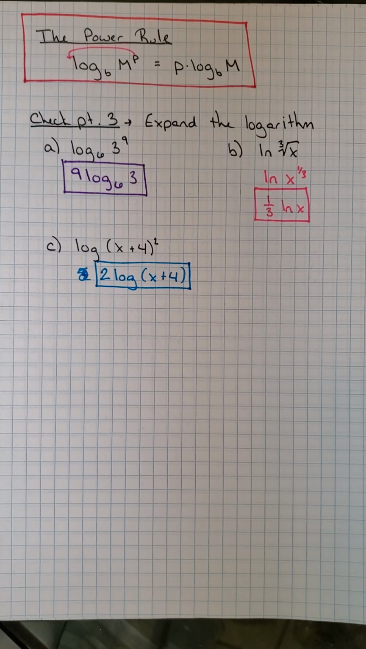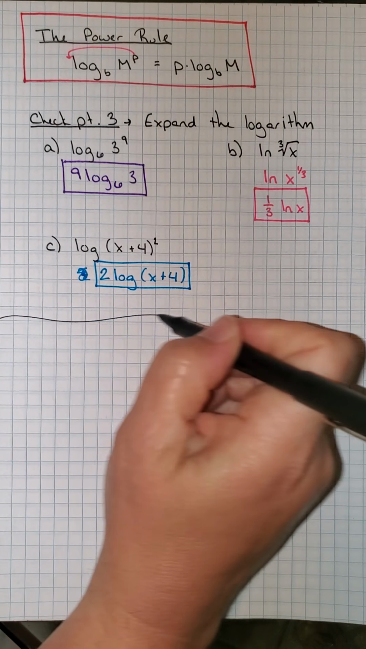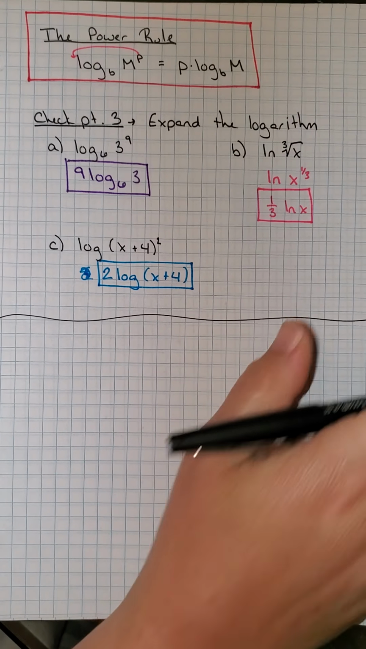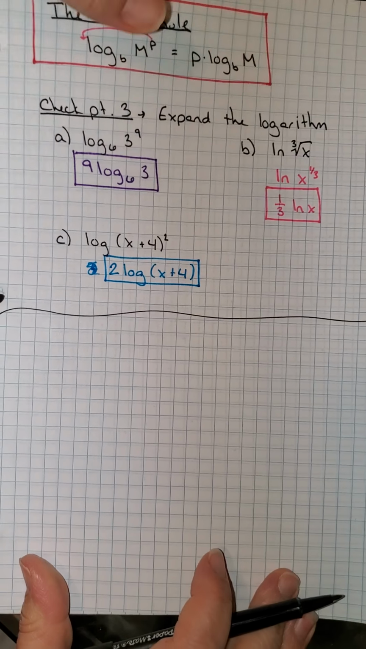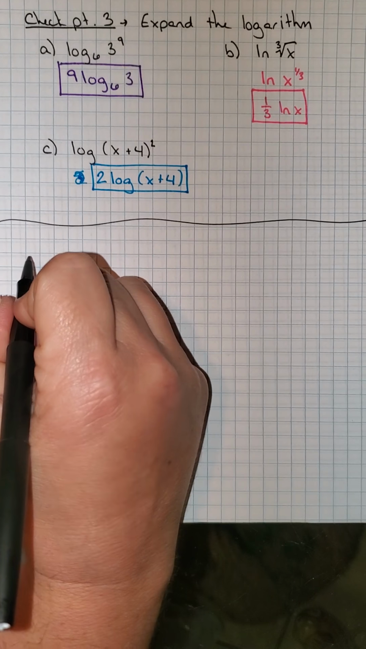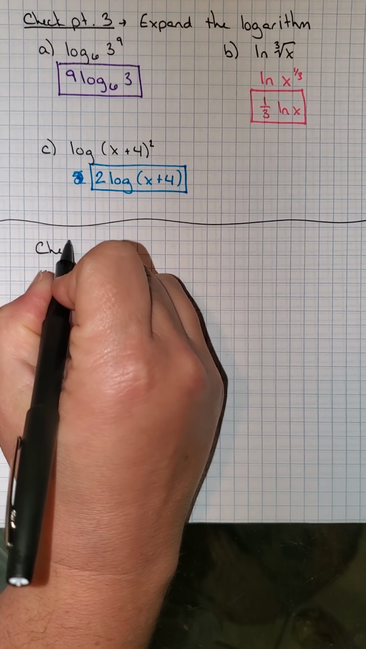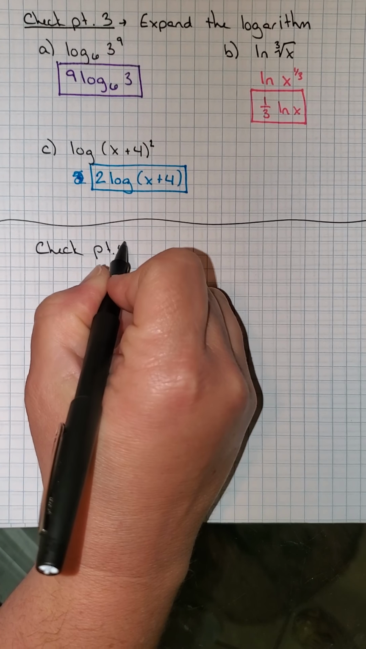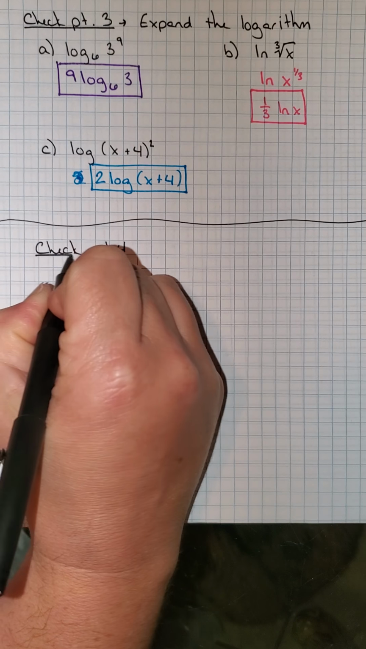Okay, so like I said, now we're going to put them together. And we're going to still expand our logarithms. We're just going to be using more than one of these rules at a time. So checkpoint 4 is to expand.